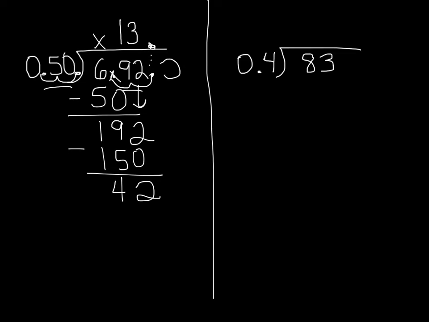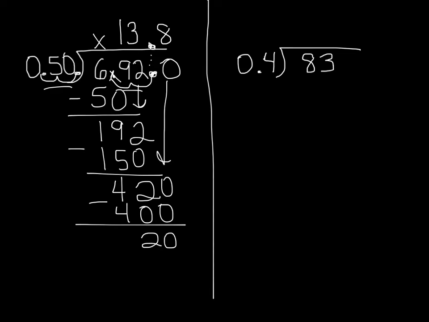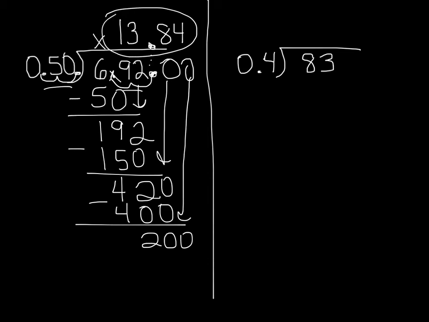Now I'm going to add a 0 to the end of this decimal because there's a decimal point right here. So I can bring it down. 420 divided by 50 is 8. 8 times 50 is 400. 420 minus 400 is 20. Time to bring down. Got to bring down another 0. And 200 divided by 50 is 4. And I got 13 and 84 hundredths.